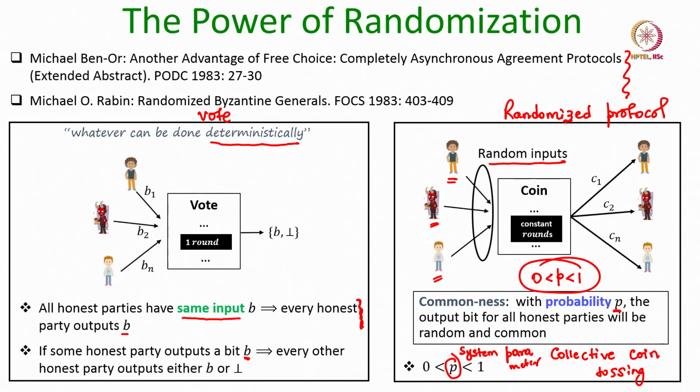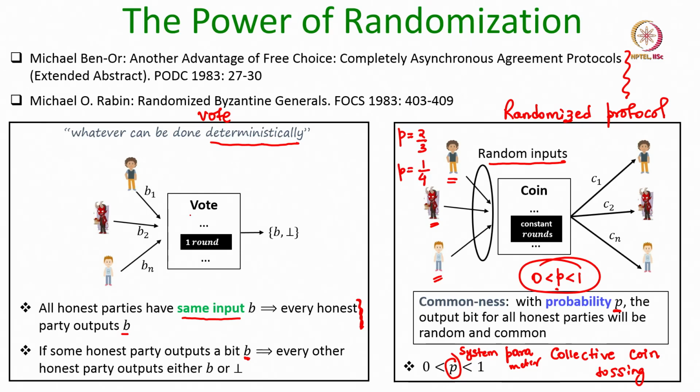Okay. So, notice that this probability p is strictly less than 1, that means it will not be the case that definitely all the honest parties will have the same coin. No, that will not be the case. Okay. In fact, later on we will see instantiations of the coin protocol where probability p will be 2/3, and we will see an instantiation of the coin protocol where the probability p will be 1/4 and so on.